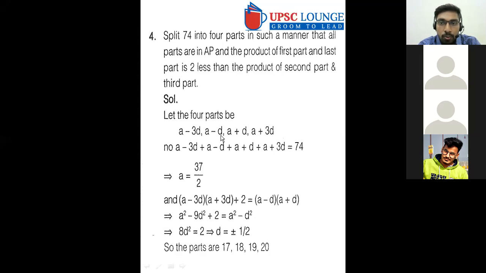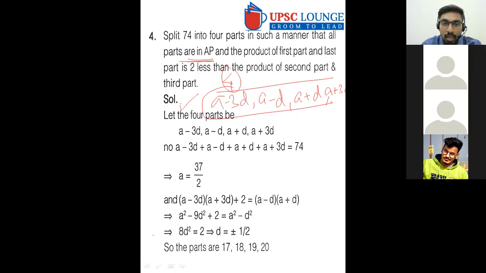Split 74 into 4 parts in such a manner that all parts are in AP and the product of the first part and last part is 2 less than the product of the second part and third part. First of all, you have to consider 4 terms in AP. Four means even, so for even terms we consider like this: if 2 terms, A minus D, A plus D; if 4 terms, A minus 3D and A plus 3D. This will be our sequence first.